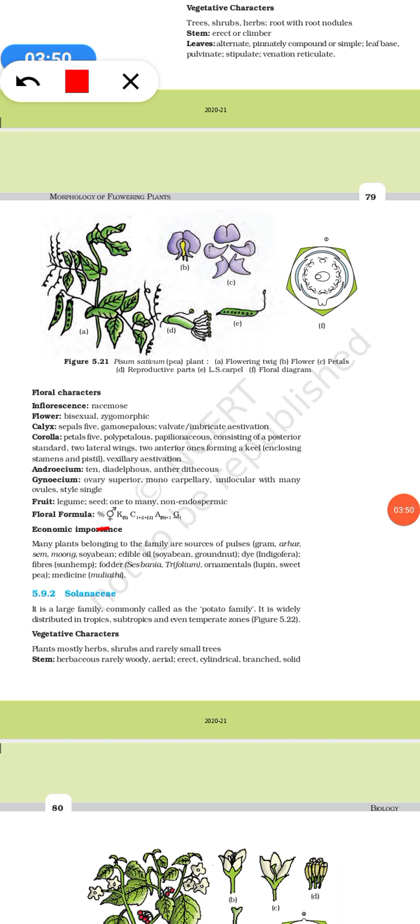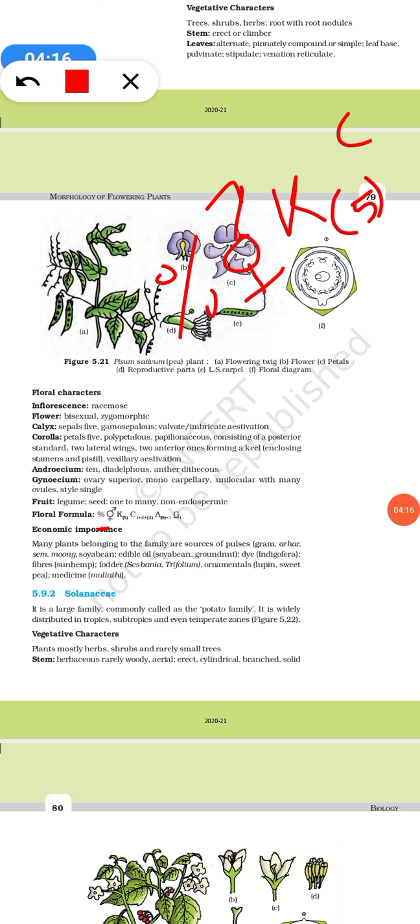Look at the formula. So we have it as bisexual, and obviously they are zygomorphic. Then there are 5 sepals, gamosepalous. Gamosepalous means fused. So calyx, I can write it as K, and gamosepalous in brackets I will write 5. Corolla also they have 5, polypetalous. Here you see calyx is valvate or imbricate estivation, that is seen.